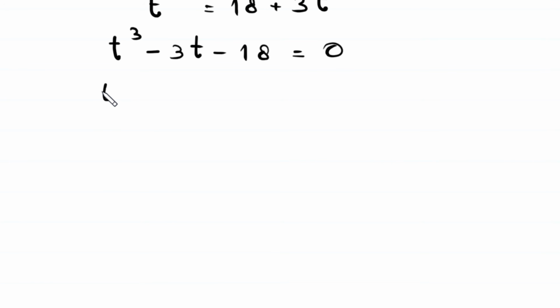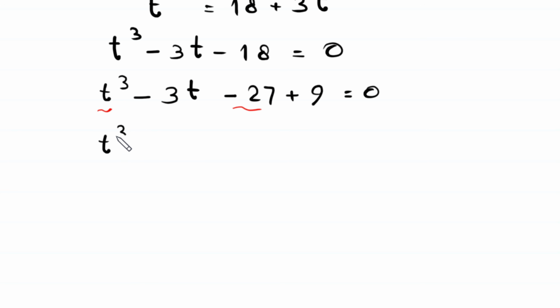Next, t cubed minus 3 times t minus 18 is the same as t cubed minus 3 times t minus 27 plus 9 equal to 0. We group these two terms, negative 27 and t cubed. This will become t cubed minus 27, which is the same as 3 cubed, minus 3 times t plus 9 equal to 0.